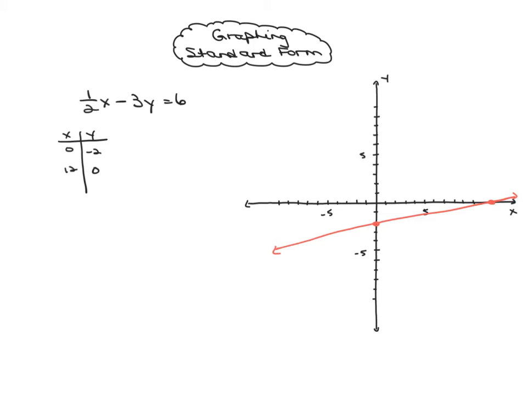Here's the graph. Once again, I used my X and Y intercept, found those easily with the standard form, and graphed the line. If you got a similar line and you feel good to go, see you later. If not, why don't you stick around and we'll graph this one together.